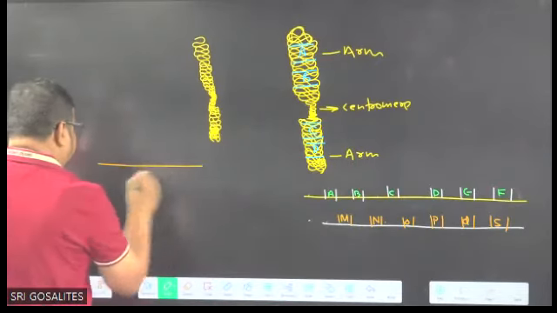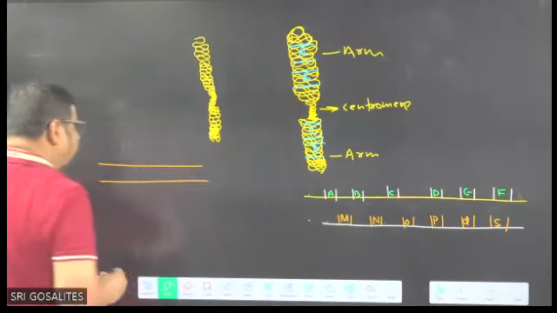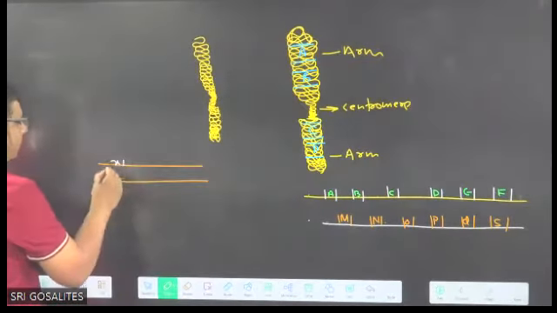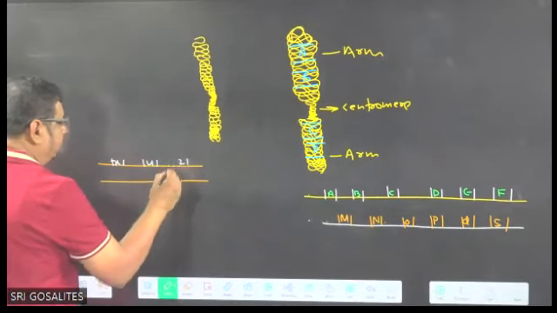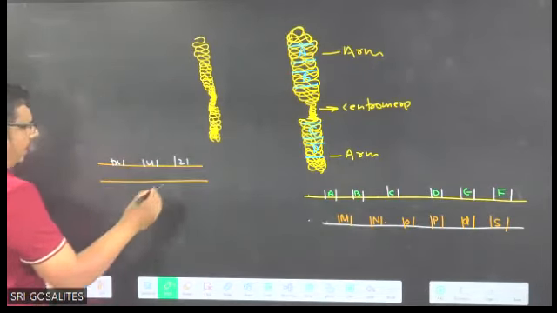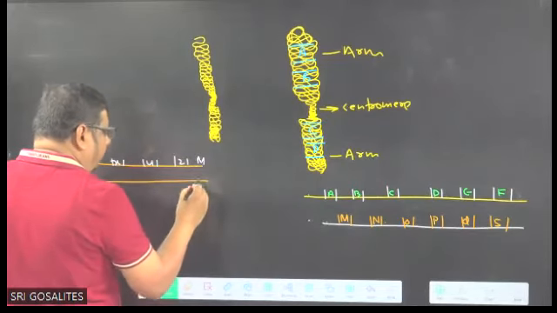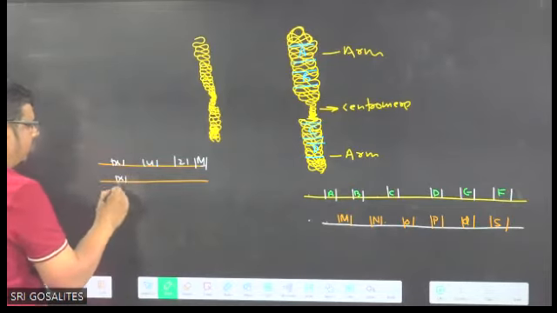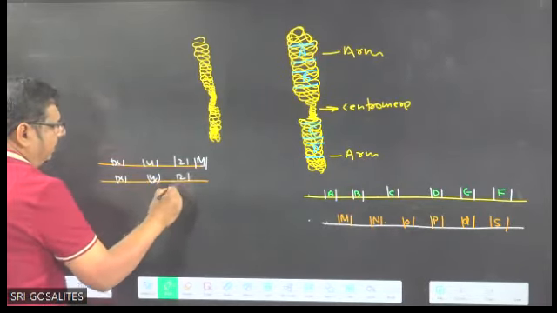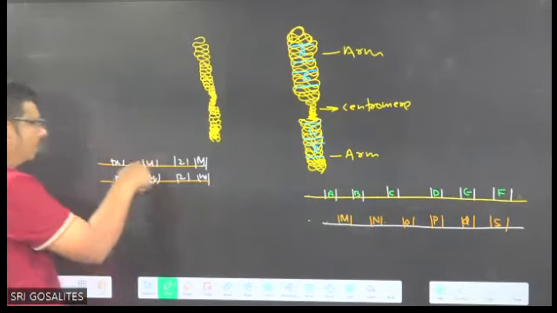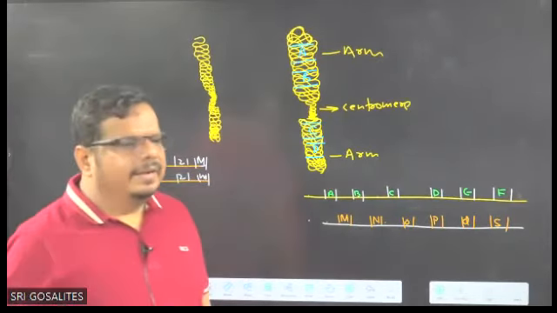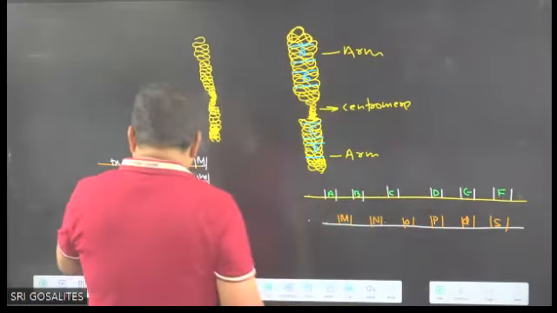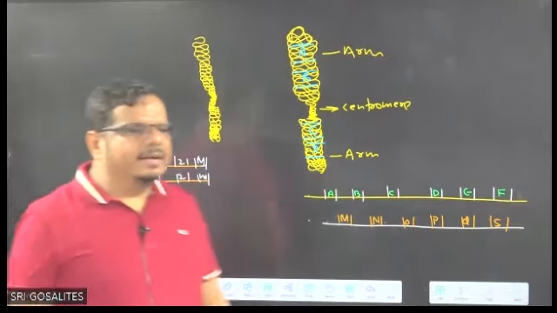If they are homologous, I am just drawing another diagram. Here I am writing gene X, gene Y, gene Z, gene M, and here also at this point, gene X, gene Y, gene Z, and gene M. Is it homologous or heterologous? It is homologous. Why homologous? Because in this case, their lengths are the same. They are containing the same genes.